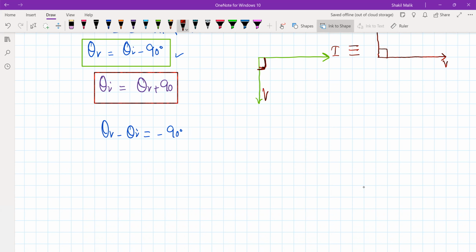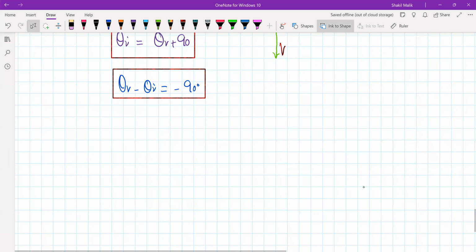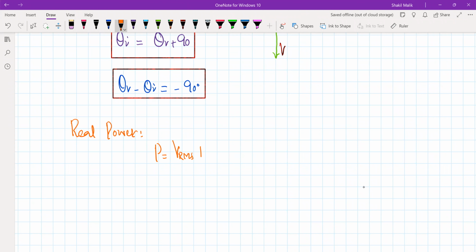So the phase difference between voltage and current is minus 90 degrees. Now, what is the definition of the real power? If we denote the real power, we know the definition. The average power, real power is also called average power. It is denoted by the capital letter P, and it is given by Vrms Irms times cosine of theta v minus theta I.